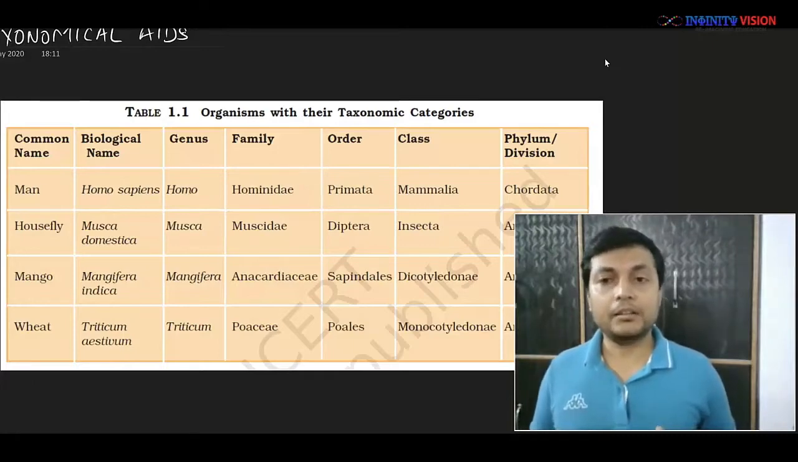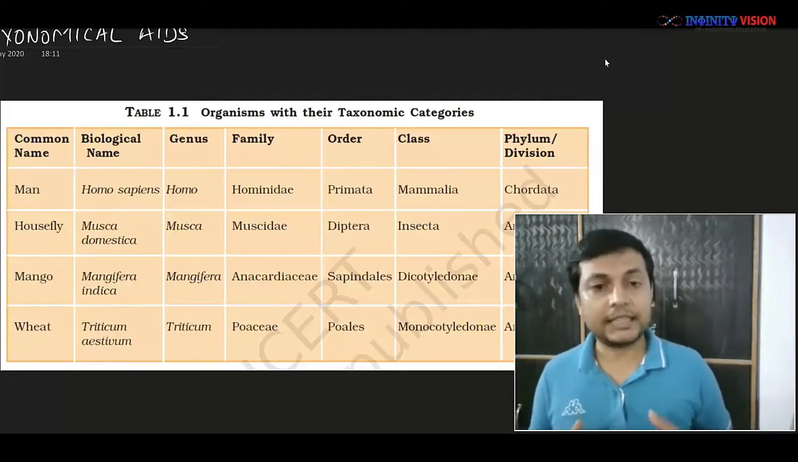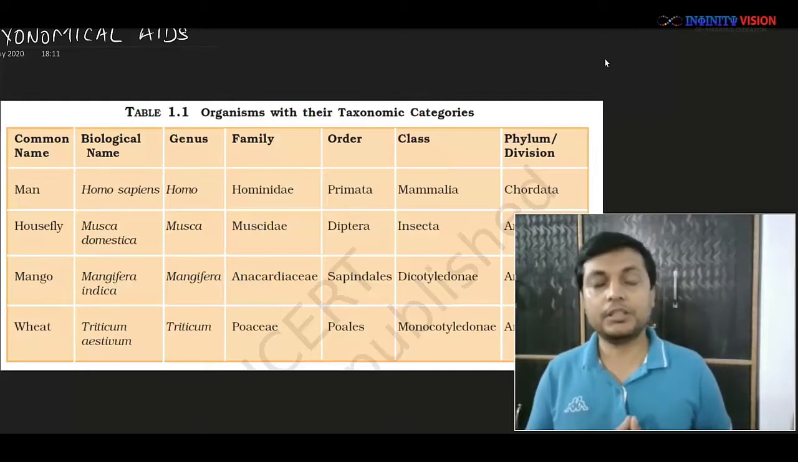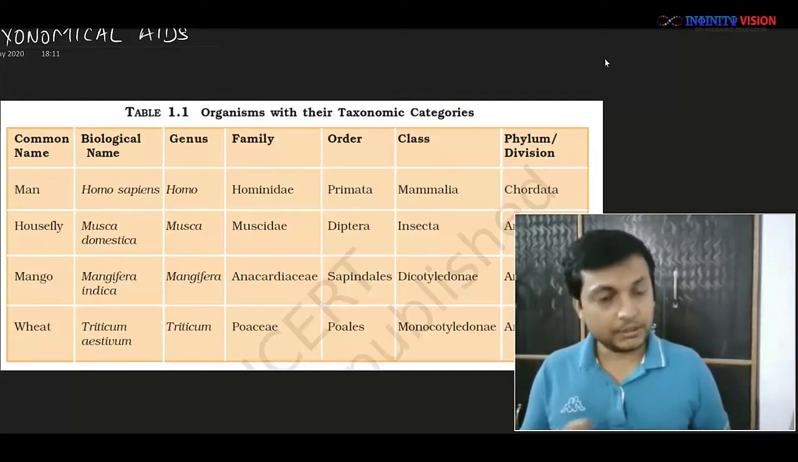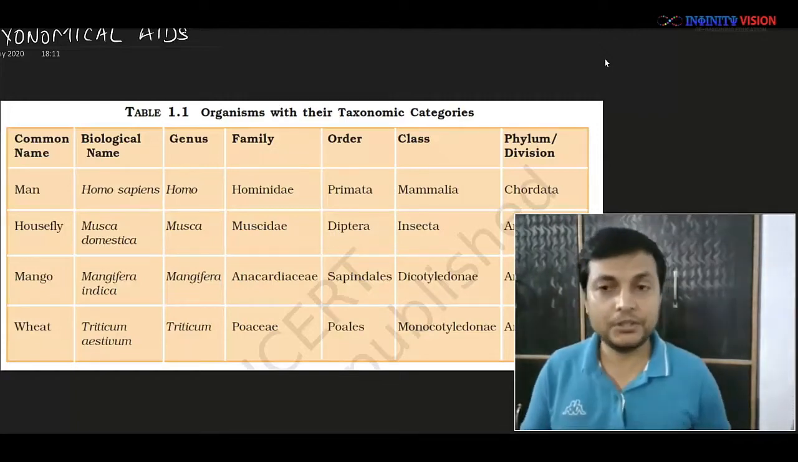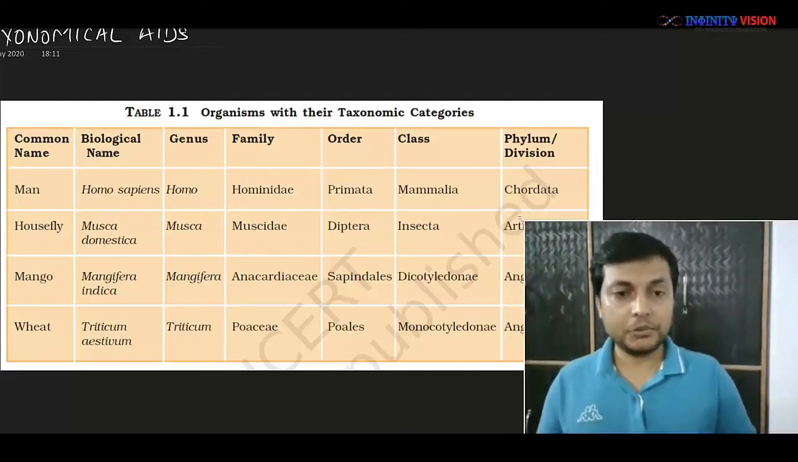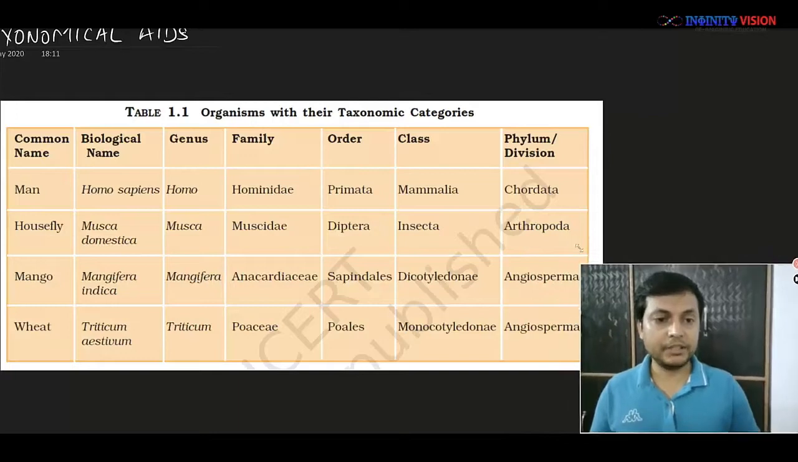We were saying classification, and we have seen the taxonomical hierarchy. We have seen the different taxonomical categories, namely kingdom, then division or phylum, followed by class, order, family, genus, and species. Correct? Now, if you read the NCERT book, there is this table given.